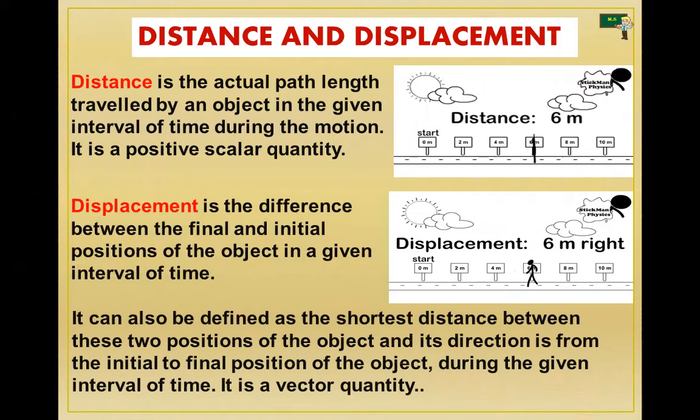It can also be defined as the shortest distance between these two positions of the object, and its direction is from the initial to the final position of the object. In displacement, the initial position and final position are very important, and the time interval is also important, because in displacement we can see the direction. That's why displacement is a vector quantity.